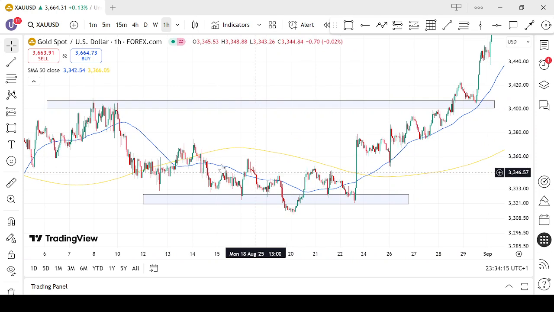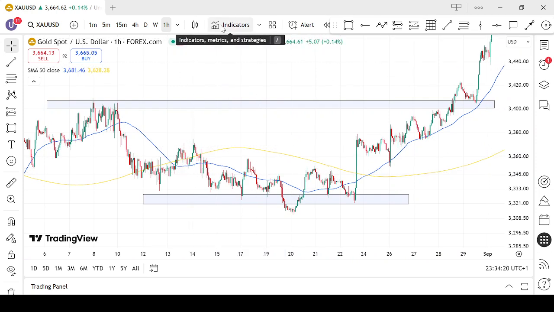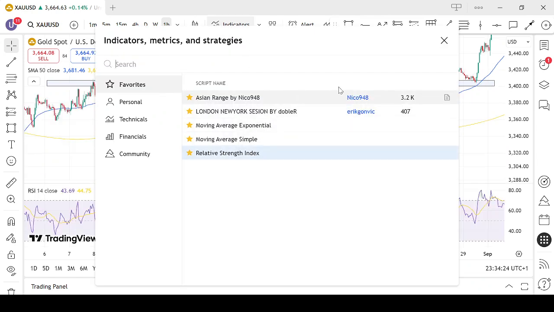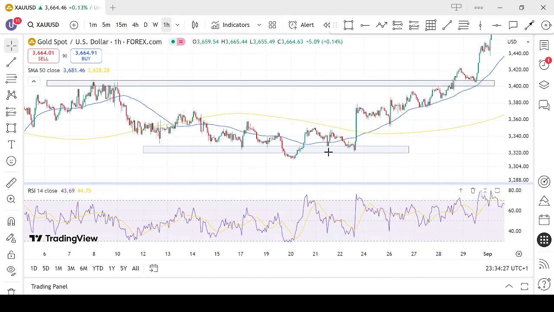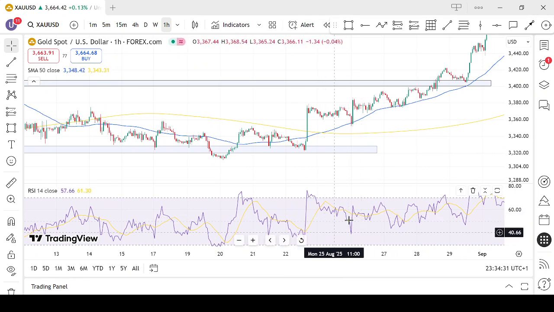You can also make use of your relative strength index, which helps you to gauge whether gold is overbought or oversold. This is the indicator. It helps us to check the overbought and oversold condition of gold. Now, an RSI value above 70 means that gold might be overbought and is due for price to drop. And when it's below 30, it signifies that it might be oversold and is ready for gold to go up.